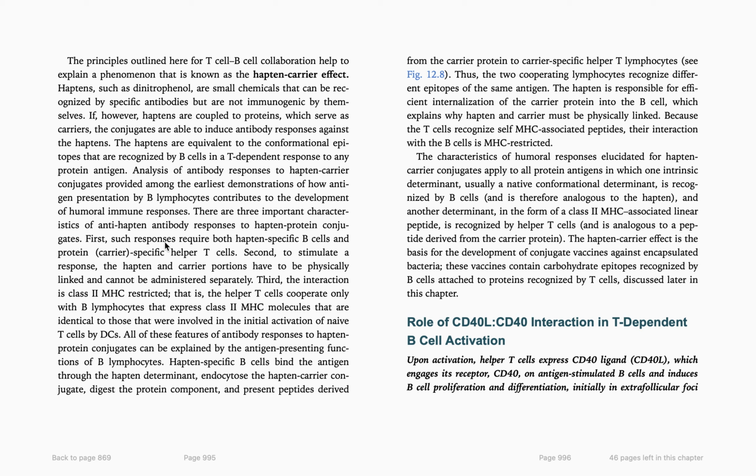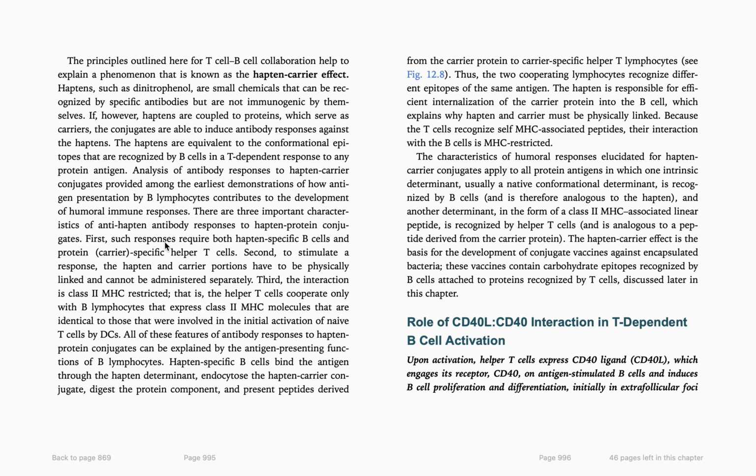Haptens such as dinitrophenol are small chemicals that can be recognized by a specific antibody but are not immunogenic by themselves. If, however, haptens are coupled to a protein which serves as a carrier, the conjugates are able to induce an antibody response against the hapten. The haptens are equivalent to the conformational epitopes that are recognized by B cells in T-dependent responses to any protein antigen. Analysis of antibody responses to hapten carrier conjugates provided among the earliest demonstrations of how antigen presentation by B lymphocytes contributes to the development of humoral immune responses.